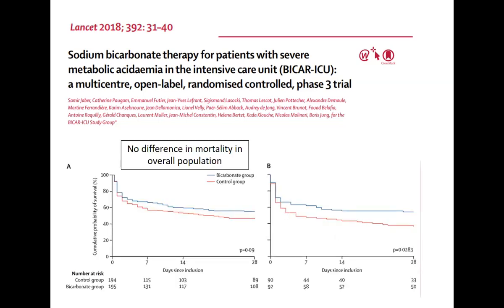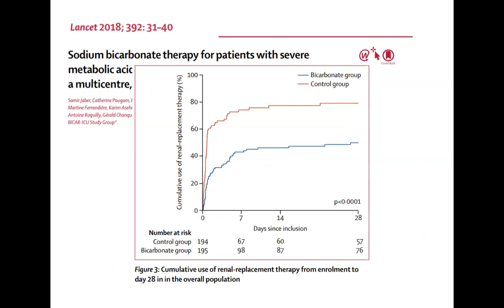And what they found was that in the overall population, all comers, no difference in mortality, placebo versus bicarb. But if you looked at those who had AKI at the time of randomization, there was an improvement in mortality in the group that got bicarb. And even more impressive, if you looked at the secondary endpoint of who needed dialysis, the percentage of patients who needed dialysis was way lower in the bicarb group. So there are some patients who would benefit from bicarb.